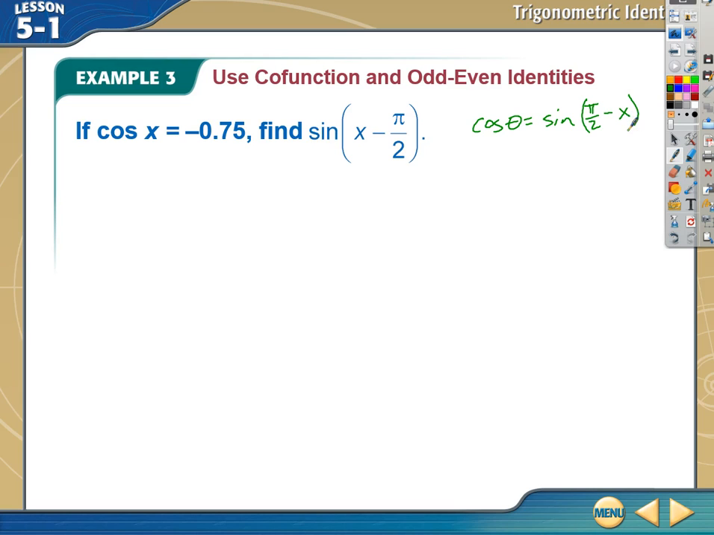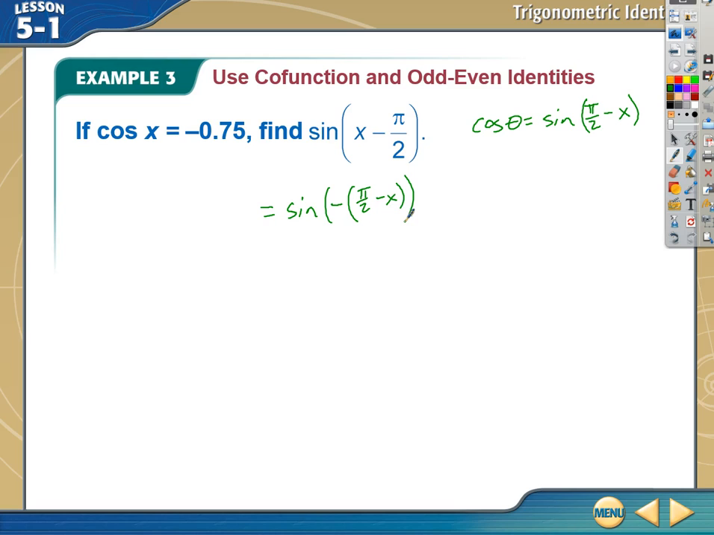Well, that's very close to what I have there, except that they're flipped. If they're flipped, here's that next math trick I can tell you about. I can tell you that this is equal to sine of a negative. If I factor a negative out of there, pi over 2 becomes positive, and the x becomes negative.